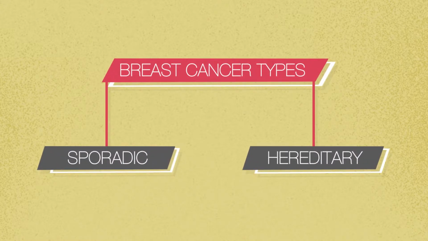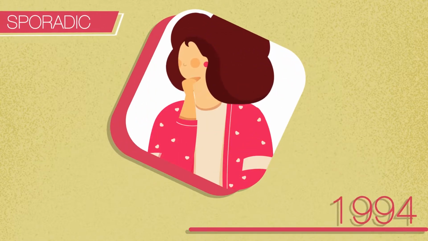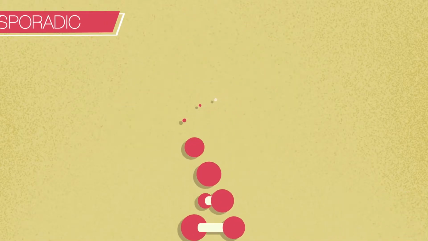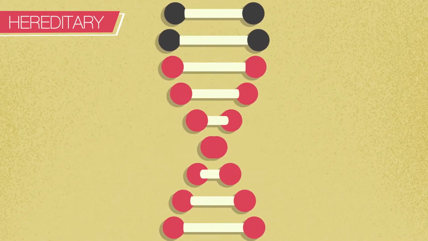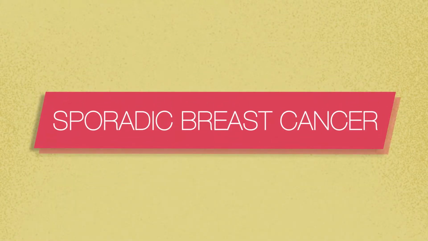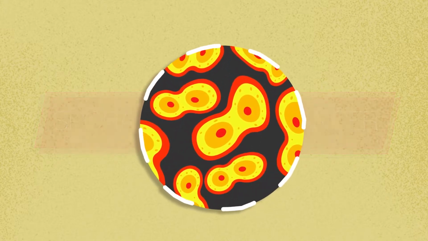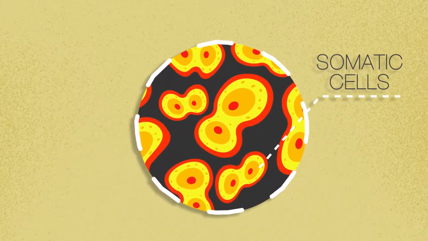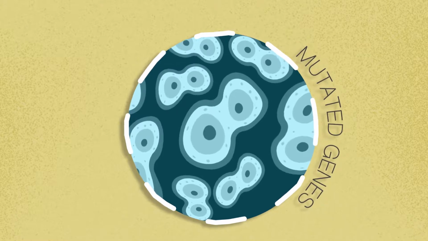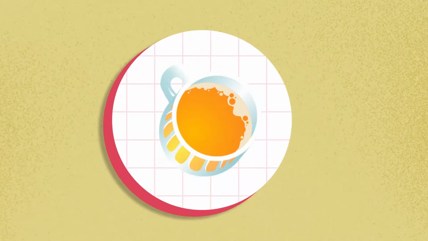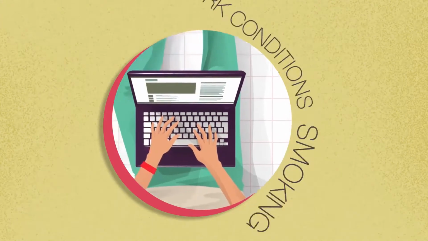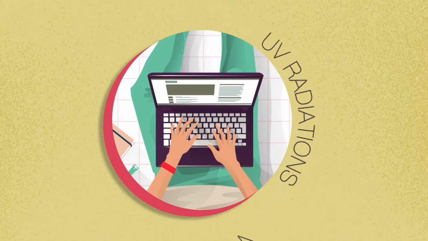They can be categorized into 2 types: sporadic breast cancer, which can develop during the lifetime, and hereditary breast cancer, where mutations are present in DNA since birth. Let's get to know more about both types. Sporadic breast cancer. Sporadic breast cancers result from a stepwise accumulation of acquired and uncorrected mutations in somatic genes during lifetime because of a lot of reasons. It could be alcohol, smoking, work conditions, exposure to UV radiations.